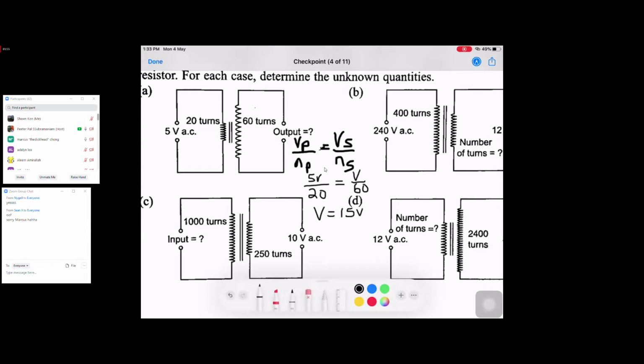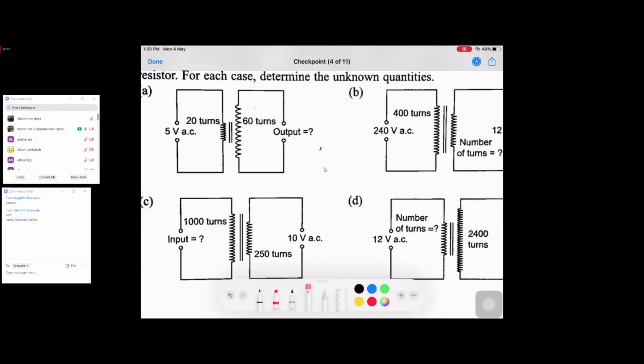Who doesn't understand? This is the output. Output voltage. Who doesn't understand? All okay? Are you all okay? Yes. Very good. Done with A. Now we go for B.